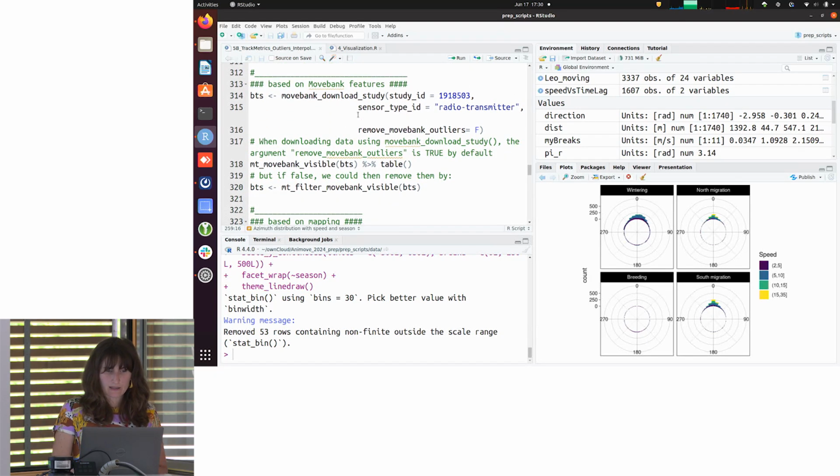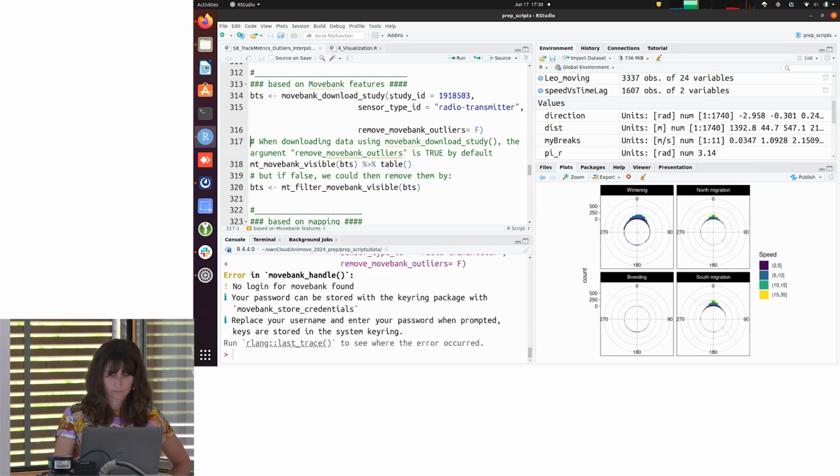So Anne mentioned something earlier about this Movebank visible, and this is because in Movebank, if you upload your own data set and you realize there are some outliers, you can mark them from the beginning. This prevents other people or yourself from downloading those outliers, because by default, when you use the movebank_download_study function, remove_movebank_outliers is usually set to true by default.